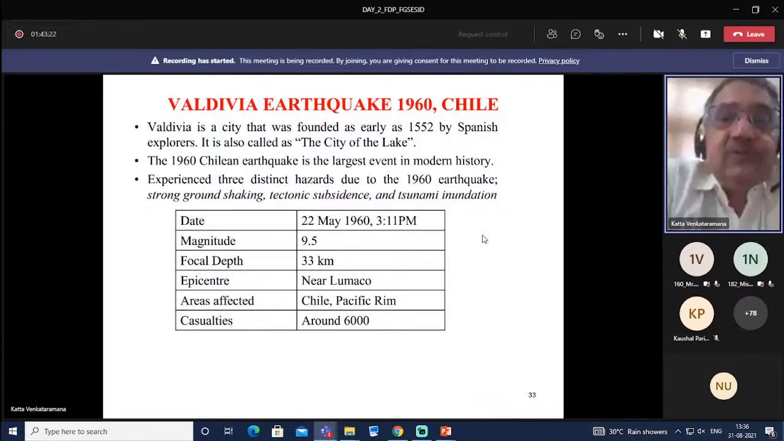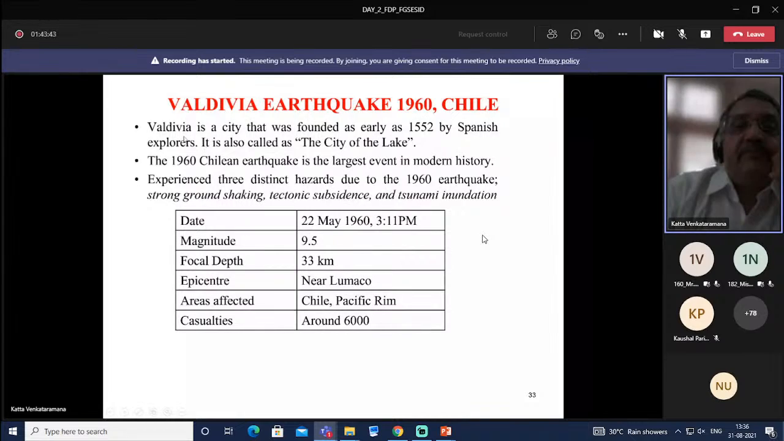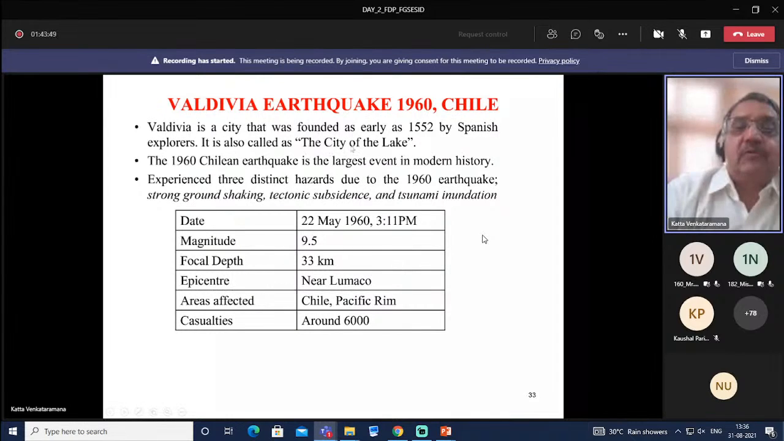Now we'll go to some earthquake examples around the world. This is the Valdivia earthquake, 1960 in Chile, magnitude 9.5. So far, the largest recorded earthquake. Valdivia is a city that was founded as early as 1552 by Spanish explorers. It is also called the City of the Lake.